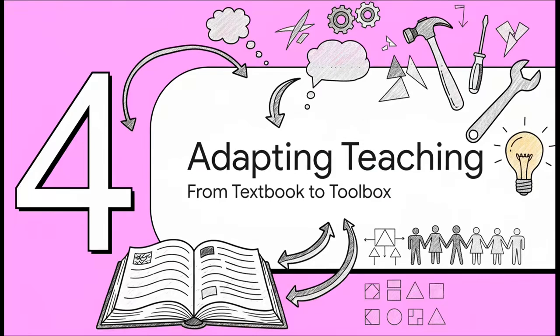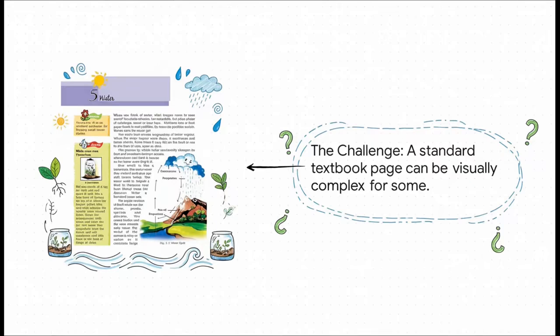Okay, so how does all this philosophy actually work in a real classroom? Let's look at some practical, hands-on strategies for teachers. This is where the rubber meets the road. Just take a look at this. It's a pretty typical science lesson on the water cycle, right? But for a lot of kids, this page, with all its text, diagrams, and little sidebars, can be a huge barrier. It can create more confusion than clarity.